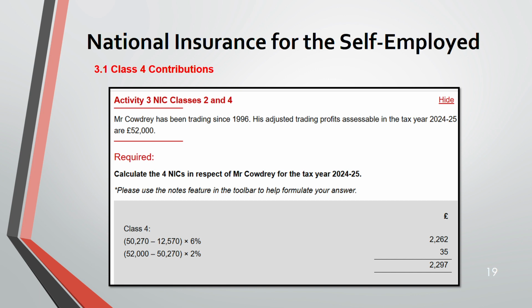Now having profit 52, so calculate class 4. 52 is more than 5270. So 6% and 2%.